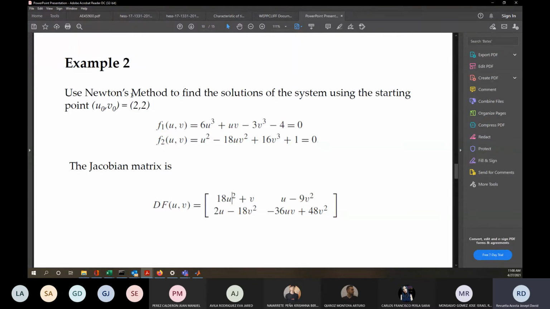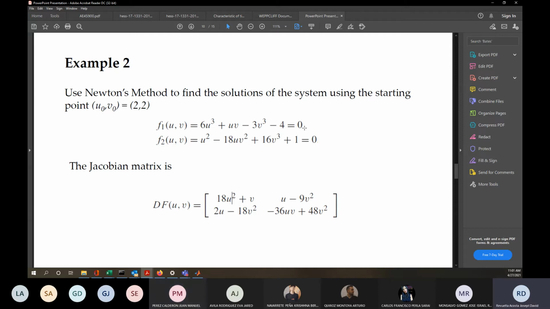So now we have Newton's method to obtain the following solution. Now you have that U and V are equal to 2 and 2, the initial values. Ahora les pregunto, ¿será que pueden ustedes obtener esto a mano? ¿Así la solución? ¿Será que puedan? No creo.